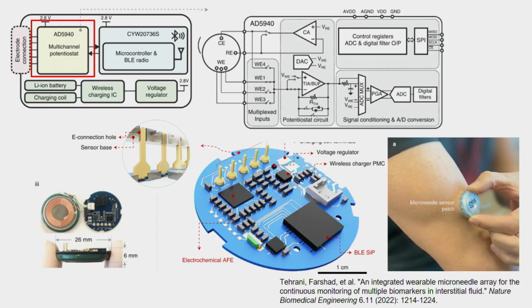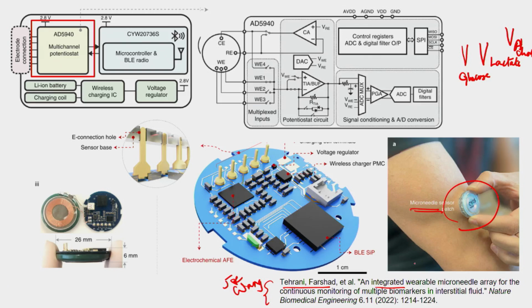I just wanted to show you how it has been used in a platform. This is a paper recently published by the same group, I think Joe Wang, where we have multi-analyte sensing. Multiple sensors are implemented. They have a microneedle-based platform, which is this one, a microneedle sensor patch. I think they had glucose, lactate, and alcohol. These are a few analytes they were trying to monitor at the same time using the same platform.